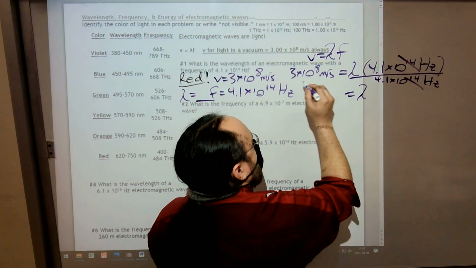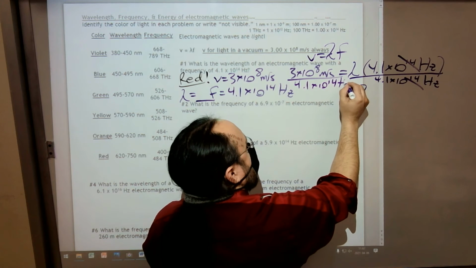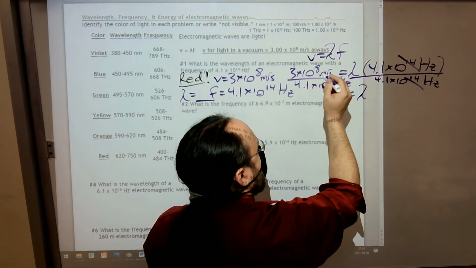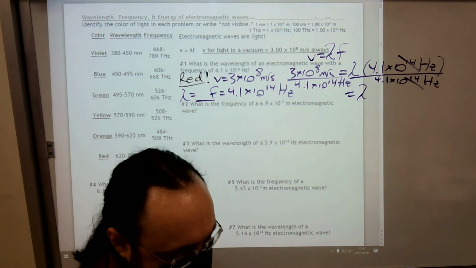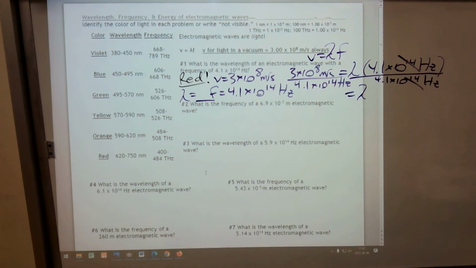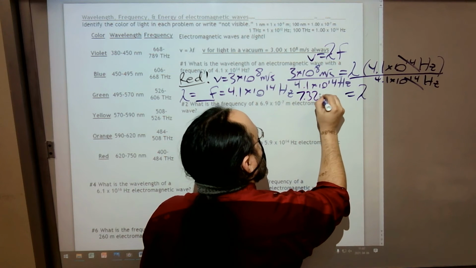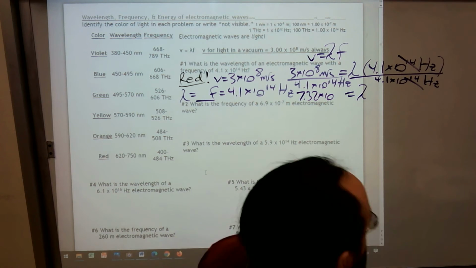So since you're dividing both sides, you're always going to take the given number and say 3 times 10 to the 8 divided by that, and then it'll give you the number. And I did this one already. I got 7.32 times 10 to the negative 7 meters.